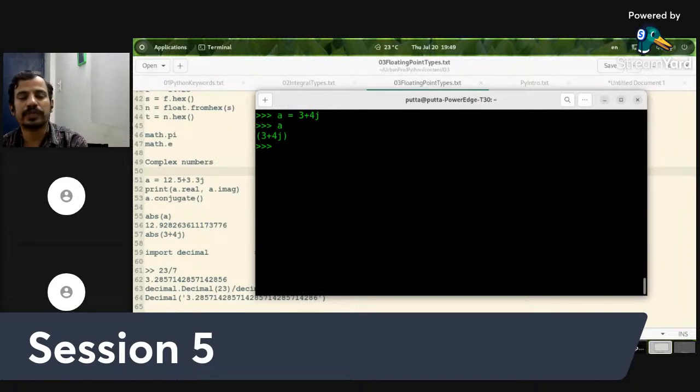So here, which is the real part, which is the imaginary part? 3 is the real part and 4 is the imaginary part. j is like the i that you write in your regular representations. If you want to obtain the real part, you can just say a.real. It will give you 3. a.imag gives you the imaginary part.